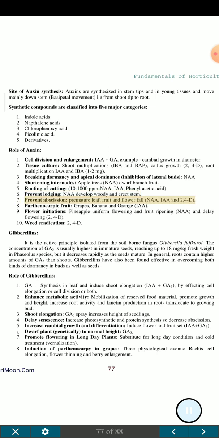7. Prevent abscission, premature leaf, fruit and flower fall, NAA, IAA and 2,4-D. 8. Parthenocarpic fruit, grapes, banana and orange, IAA. 9. Flower initiation, pineapple uniform flowering and fruit ripening, NAA, and delay flowering, 2,4-D. 10. Weed eradication, 2,4-D.